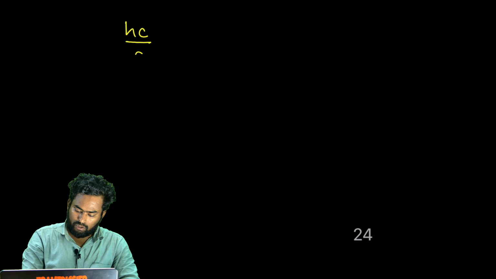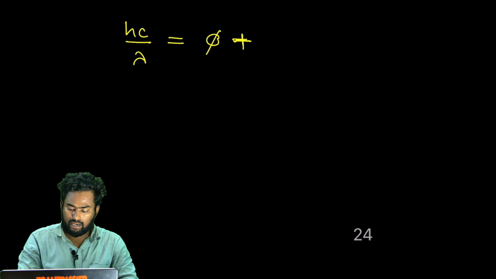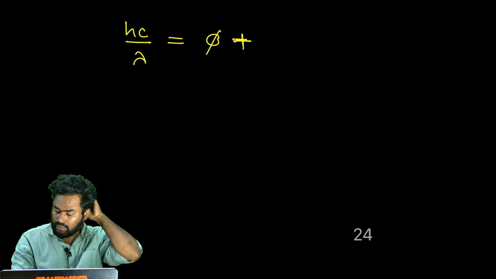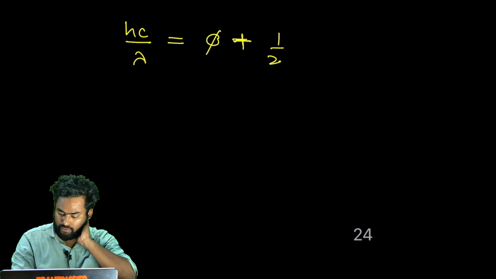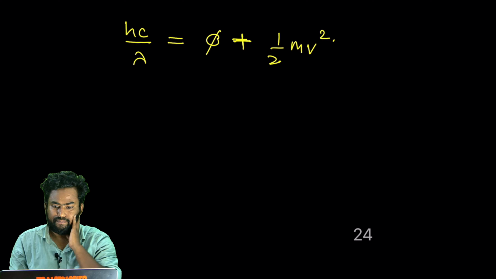hc by lambda, you are using. Okay, hc by lambda will be equal to phi plus K max, and the maximum kinetic energy will be given by half mv square.